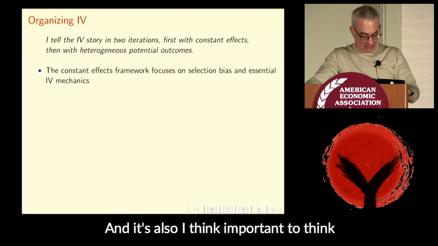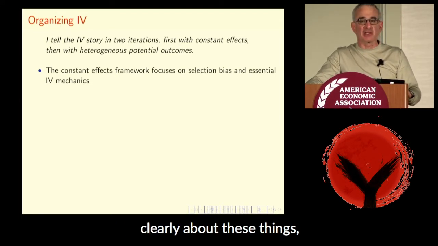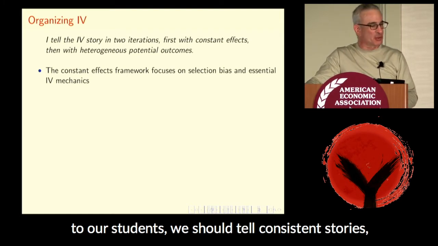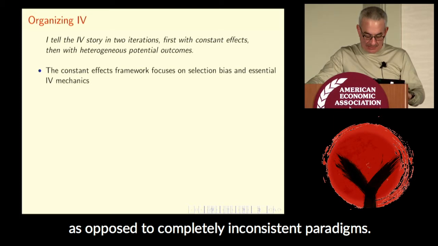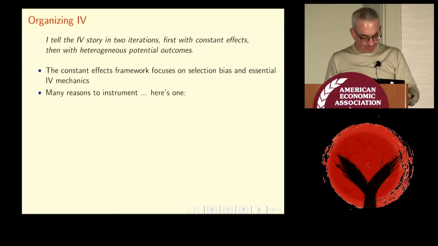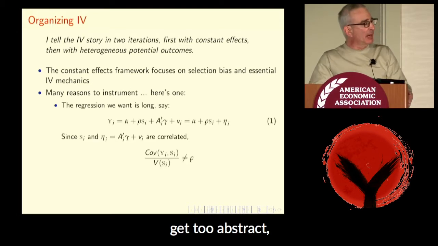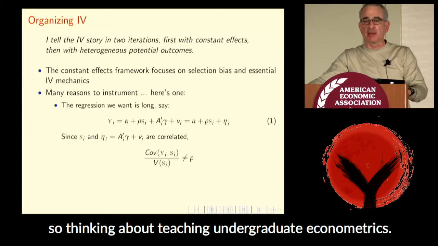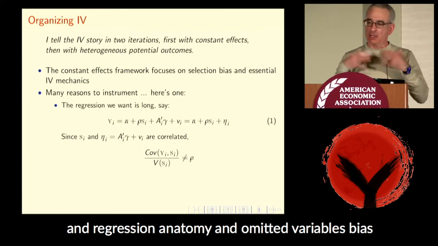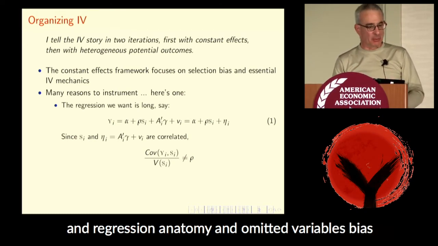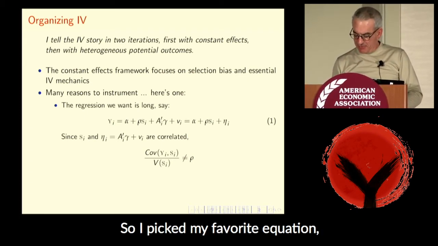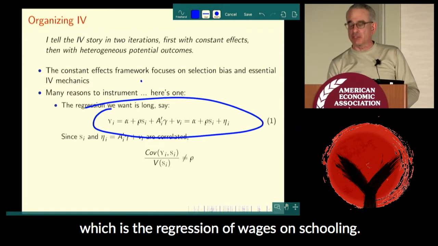And it's also important to think clearly about these things, not only for our own sake, but when we're teaching this to our students, we should tell consistent stories as opposed to completely inconsistent paradigms. So here's the way I motivate it when I don't want to get too abstract. Thinking about teaching undergraduate econometrics, it all goes back to short versus long and regression anatomy and omitted variables bias, and that's what brings us to the IV agenda. So I picked my favorite equation, which is the regression of wages on schooling.